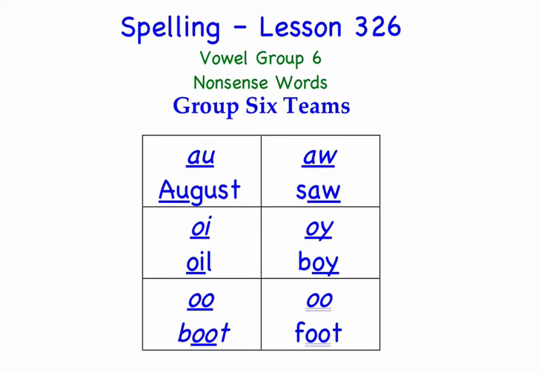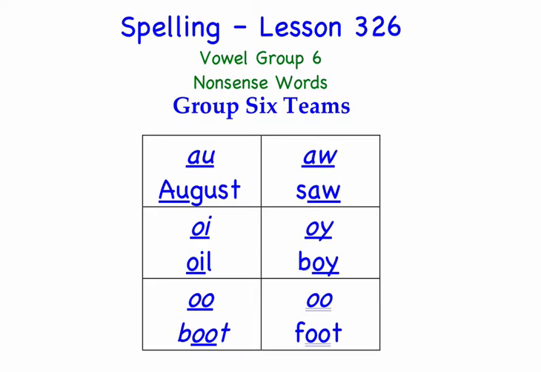AU and AW represent the same sound aw. AU represents the sound aw in August. AW represents the sound aw in saw. When the sound aw comes at the end of the word, we will use AW. When the sound aw comes in the middle of the word, at the beginning of the word, we tend to use AU.